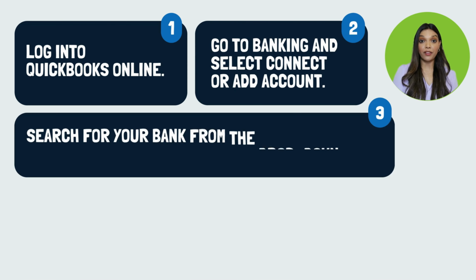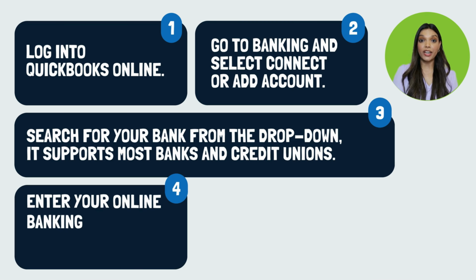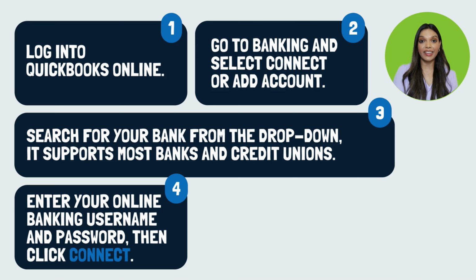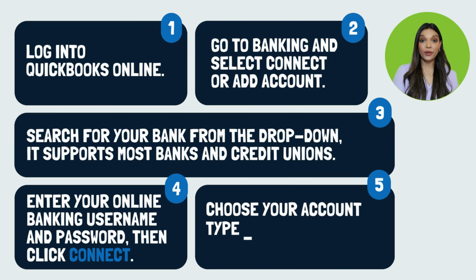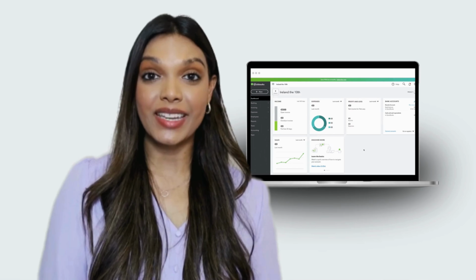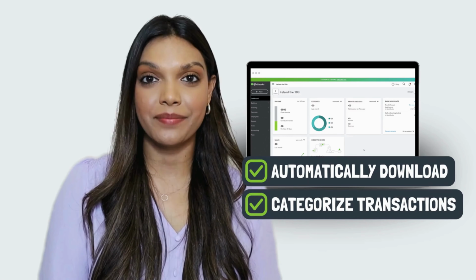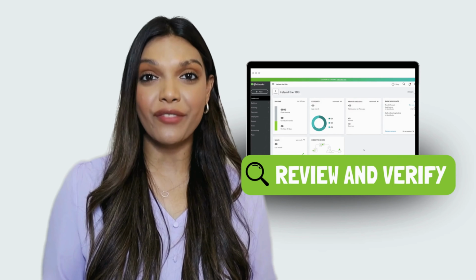3. Search for your bank from the drop-down. It supports most banks and credit unions. 4. Enter your online banking username and password, then click connect. And 5. Choose your account type: checking, savings or credit card. Voila! Once connected, QuickBooks will automatically download and categorize transactions for you. All you have to do is review and verify.